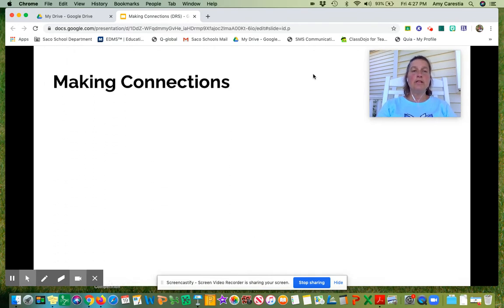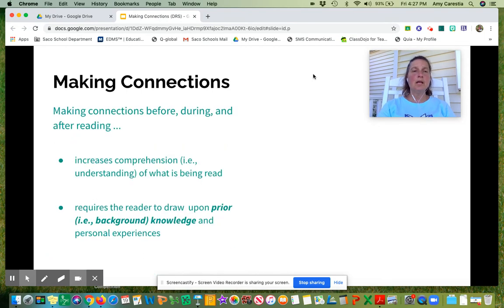So this during reading strategy can be used for both informational text, so for core area courses such as social studies or science, or for literature such as novels or short stories or even poetry. You can make connections before, during, and after reading text.